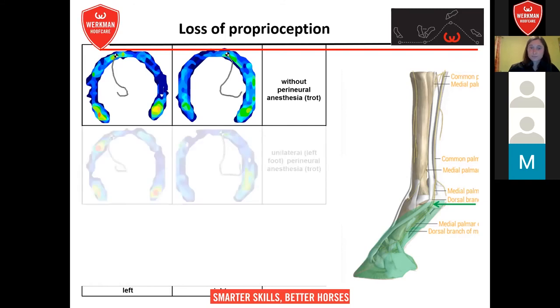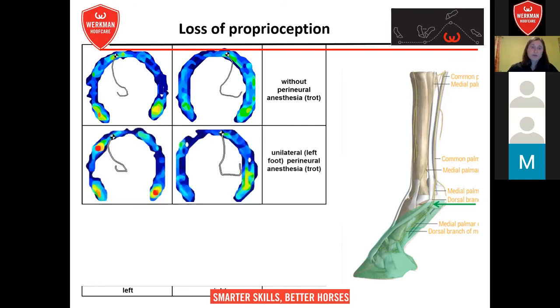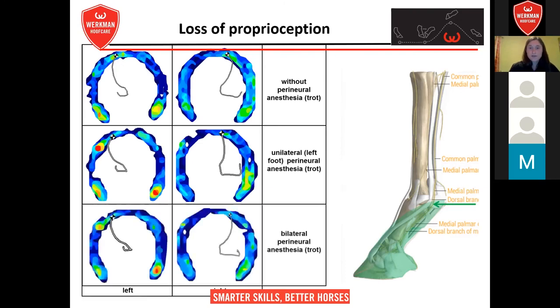This is the same horse, and we made an anesthesia of the left foot, and you see the walking pattern, the stance phase pattern, is still the same. Even if you don't have any feeling in both feet, you see the motion pattern stays unaffected. In my opinion, it would be the same if we had been able to analyze the swing phase pattern as well, but we didn't have the equipment at this moment. So that's why I can only show you results for stance phase.